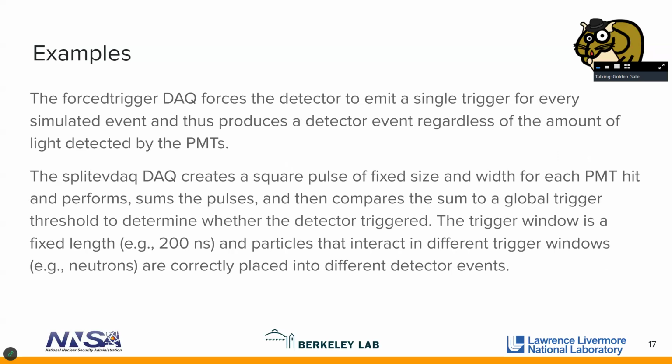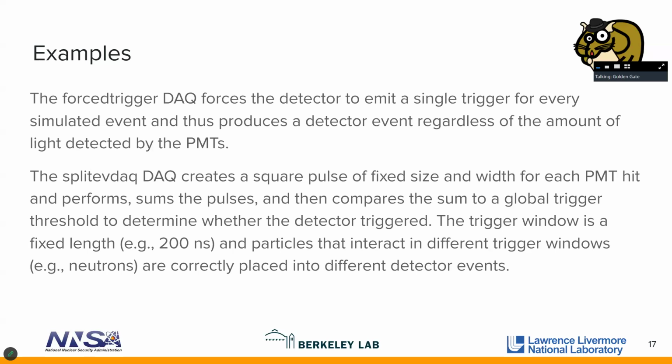So let's say you simulated an electron in your detector. Regardless of the number of photoelectrons that are detected or the amount of light produced, you're going to issue a trigger and thus save the waveforms and the other information associated with the PMTs. So this allows you to basically bypass some of these problems that I was just mentioning and just say, okay, I just want a trigger for every single simulated event, and I don't want to worry about realistically simulating a trigger.